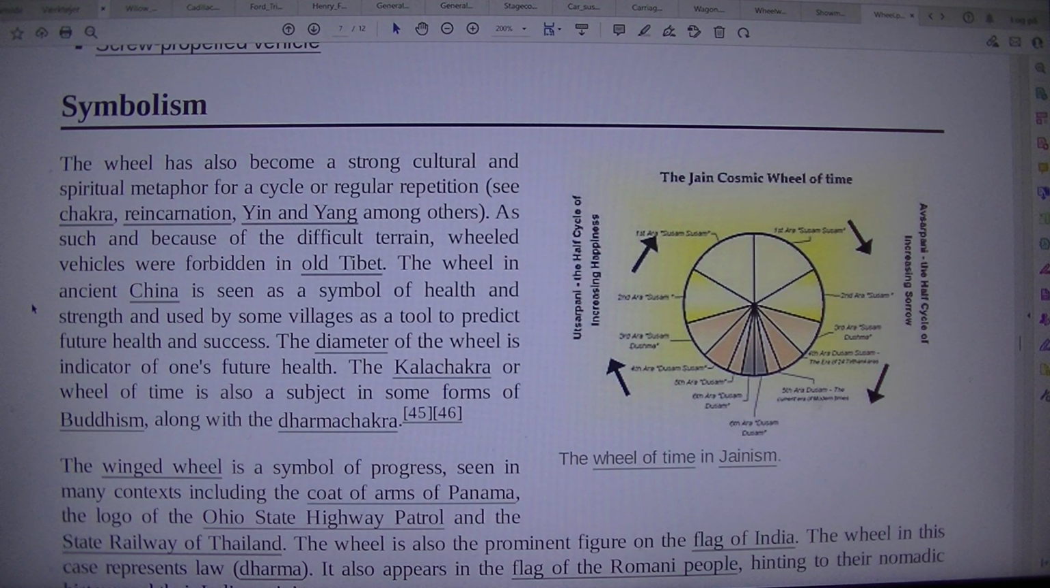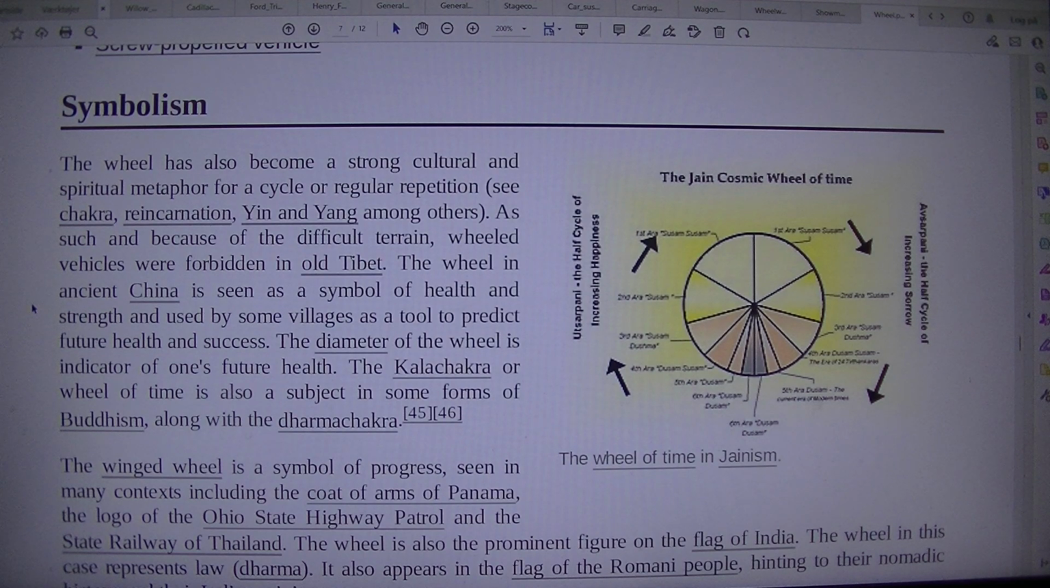The wheel in ancient China is seen as a symbol of health and strength and used by some villages as a tool to predict future health and success. The diameter of the wheel is an indicator of one's future health. The Kalachakra or Wheel of Time is also a subject in some forms of Buddhism, along with the Dharmachakra.